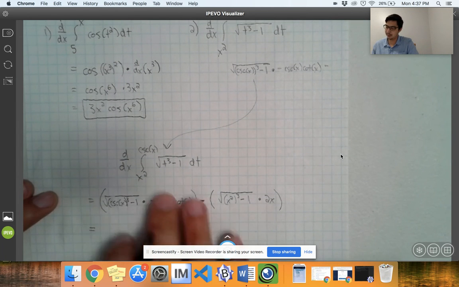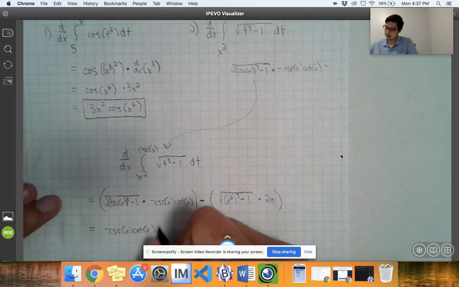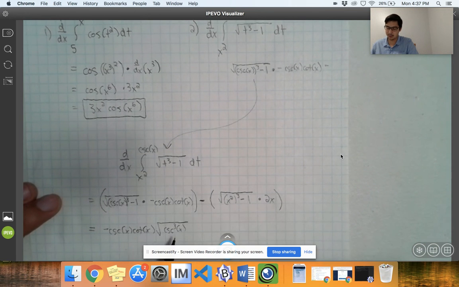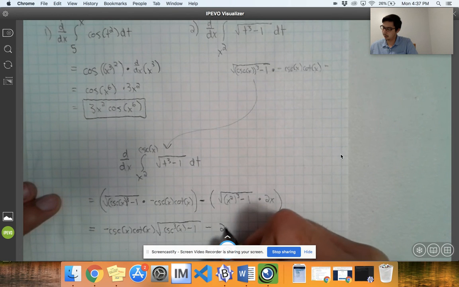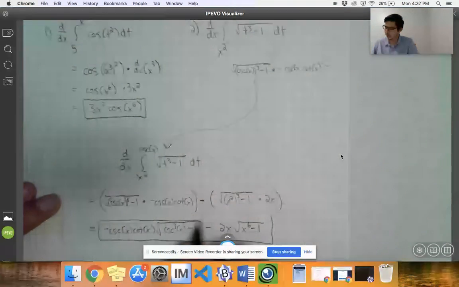So anything that's being multiplied, you can put in front of the root. So I can write negative cosecant x cotangent x, root of cosecant to the third of x, just another way of writing it to the third, minus 1, minus 2x, root of x to the sixth, minus 1. And there's your answer there.